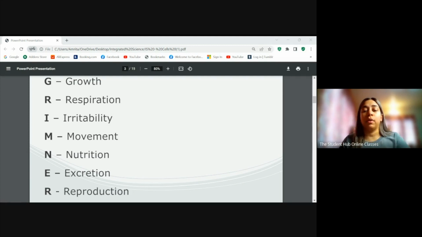So R in GRIMNER, R stands for respiration. So respiration is the process by which human beings extract energy from the food that we eat. So this is a very important process because, as you all would have learned, all living organisms need energy in order to survive and carry out all of their daily activities. Once an object carries out respiration, we also know that, okay, this is a living thing.